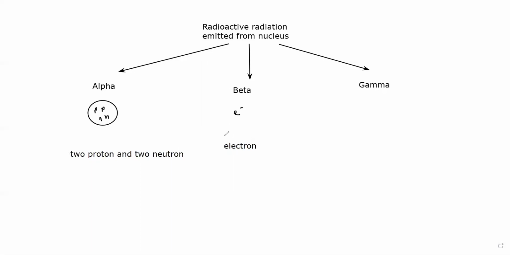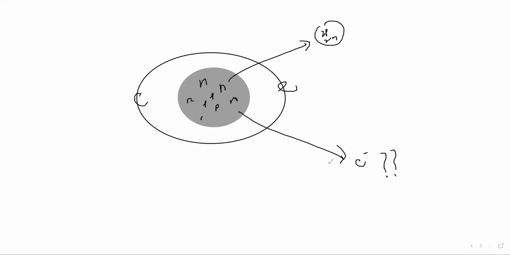Now my question is, if I draw the atom, whenever we draw the atom, what do we do? We draw the nucleus. Inside the nucleus, we have nucleons such as neutrons and protons. And around the nucleus, we draw electrons. So for the alpha particle, we understand that two protons and two neutrons are coming out. But a beta particle is an electron. So where is this electron coming from, even though we don't see an electron inside the nucleus? How is the electron produced, even though it is not present?